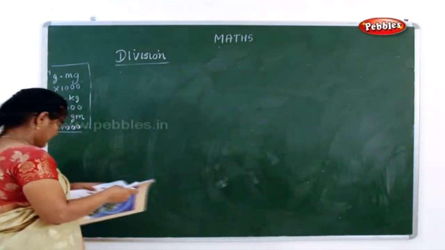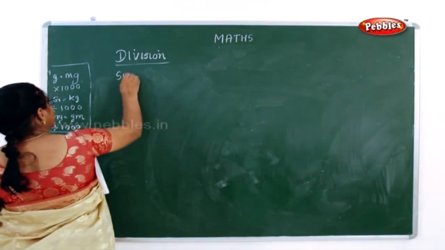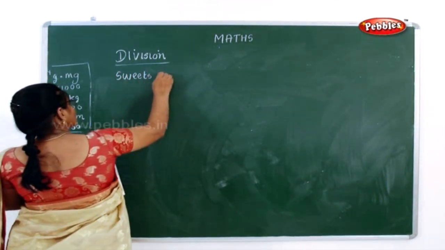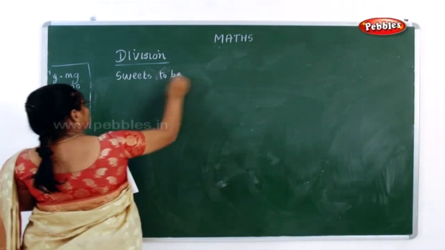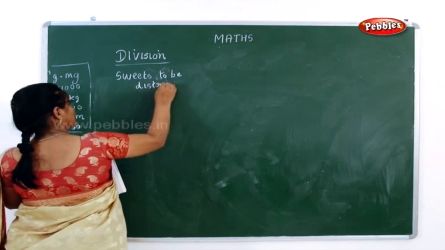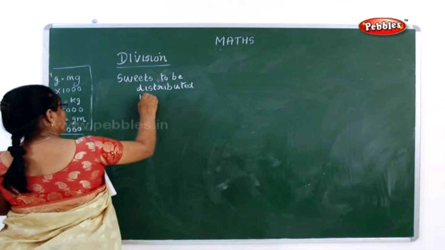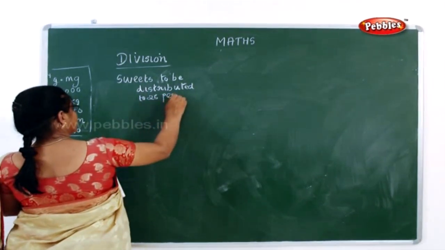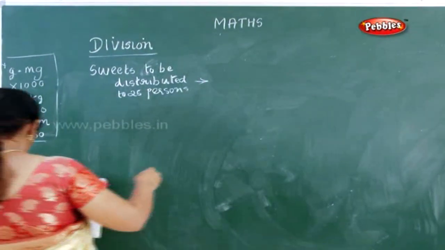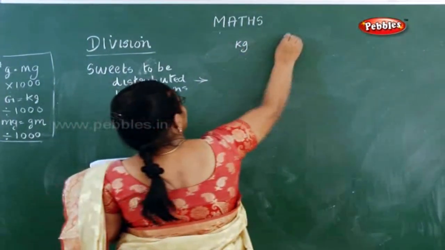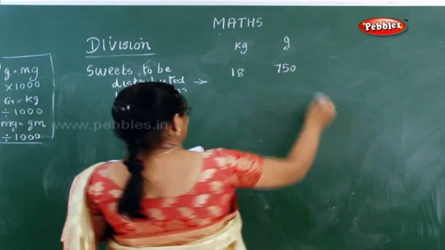Now this is a statement sum, so you have to be very careful. What is the first line they have given? Sweets to be distributed only. So sweets to be distributed to 25 persons. That's the first line they have given in your problem. So what is it? Sweets distributed to 25. It is kilogram and gram. So how many kilogram it is? 18, and gram is 750 gram.